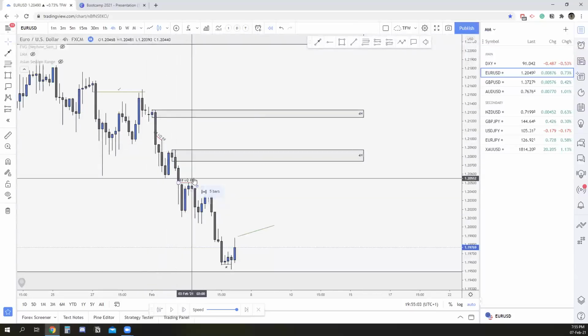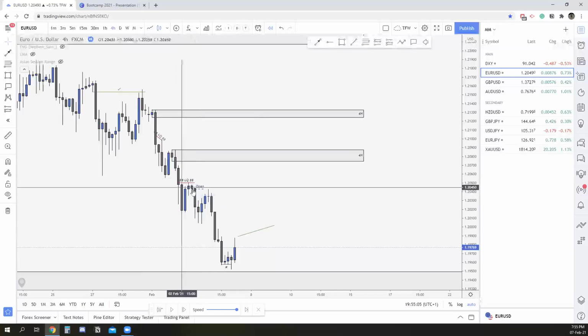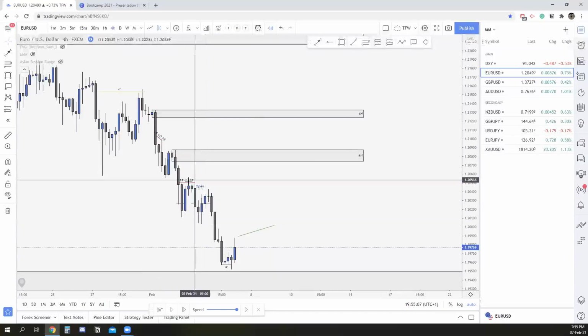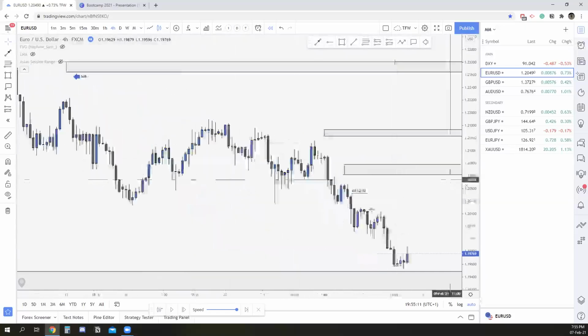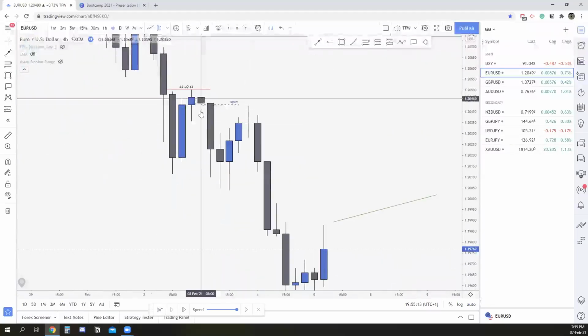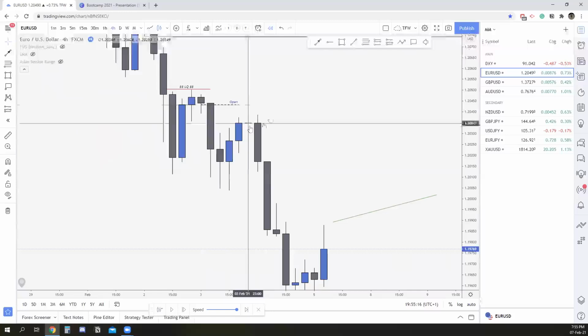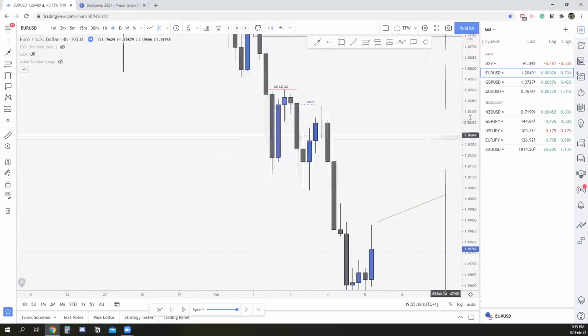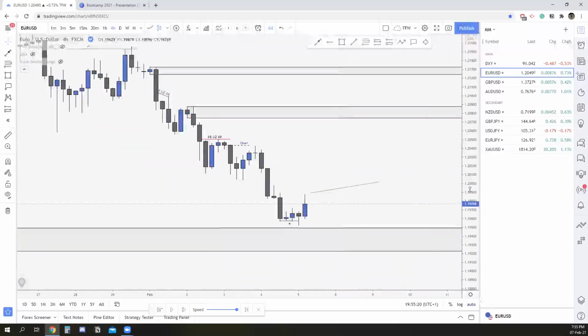Then I have a push, I have a pullback, right? Is this a 2.0? This is a beautiful 2.0. And it worked out. But did I take it? No, I didn't. Because again, I waited for a little push to the upside. But then again, you can see we actually had another setup. OB, push, retest. There is another setup right there to take. So again, it is all about yourself.